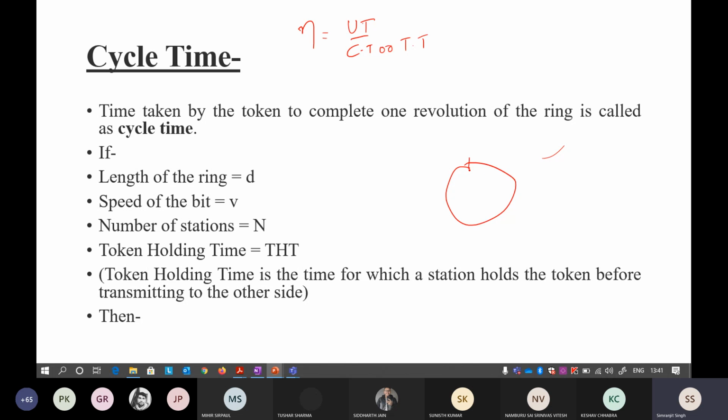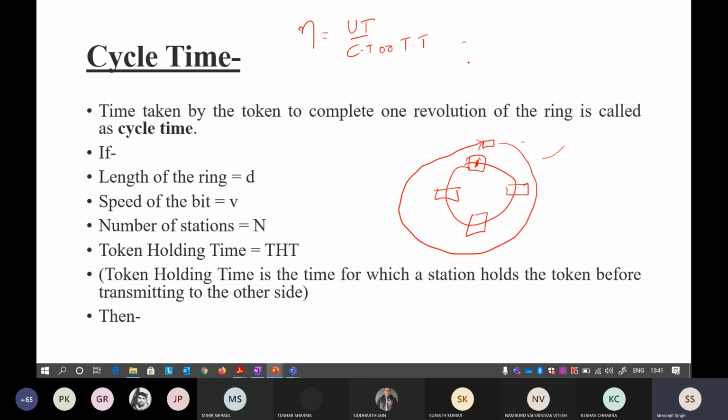Suppose you have four stations connected in a ring form, that is ring topology, and this is your token. The time taken by this token to take one whole complete revolution. The previous one was when we were talking about bits, but in this particular case I'm talking about the whole token. What happens is that when this particular station has transmitted the packet, it just passes this token to the next station.